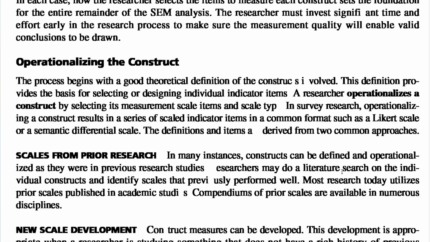The definition and items derive from two common approaches. Scales from prior research: in many instances, constructs can be defined and operationalized as they were in previous research studies. Researchers may do a literature search on the individual construct and identify scales that previously performed well. Most researchers today utilize prior scales published in academic studies. Compendiums of prior scales are available in numerous disciplines.